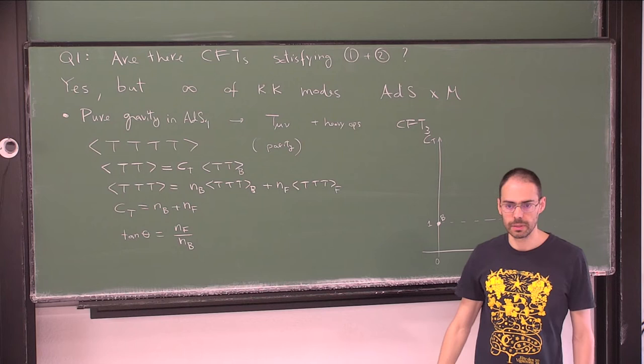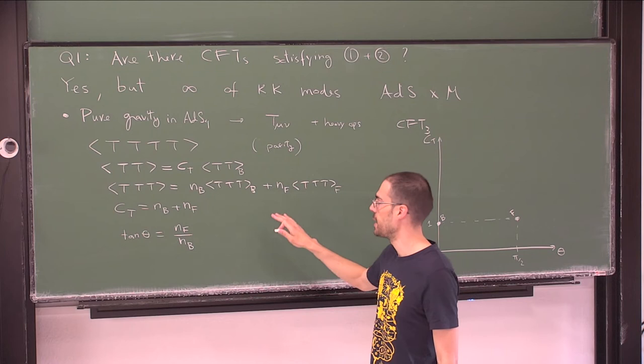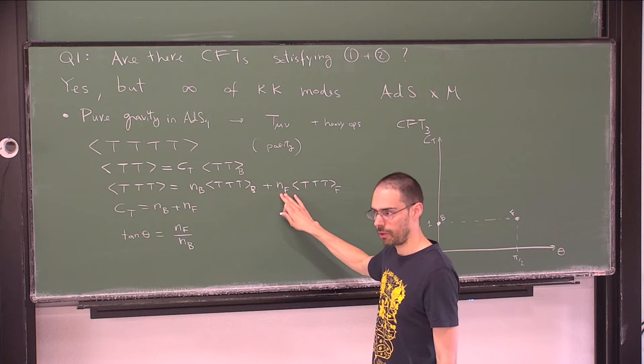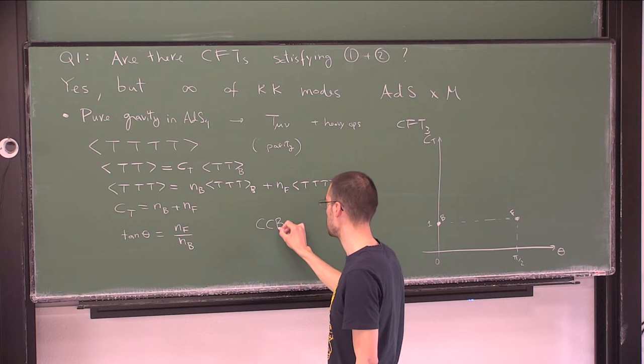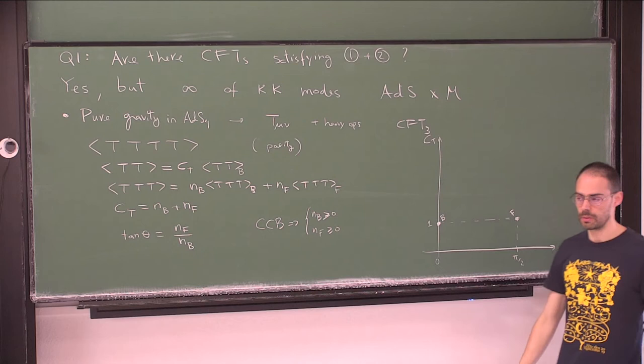NB and NF have to be non-negative. Okay, so a priori, you don't know. Then there is an argument. If you do the conformal collider bounds of Hofman-Maldacena, you do get that. So the conformal collider bounds do lead to NB positive and NF positive, or greater or equal. So it's already a non-trivial result to know that.